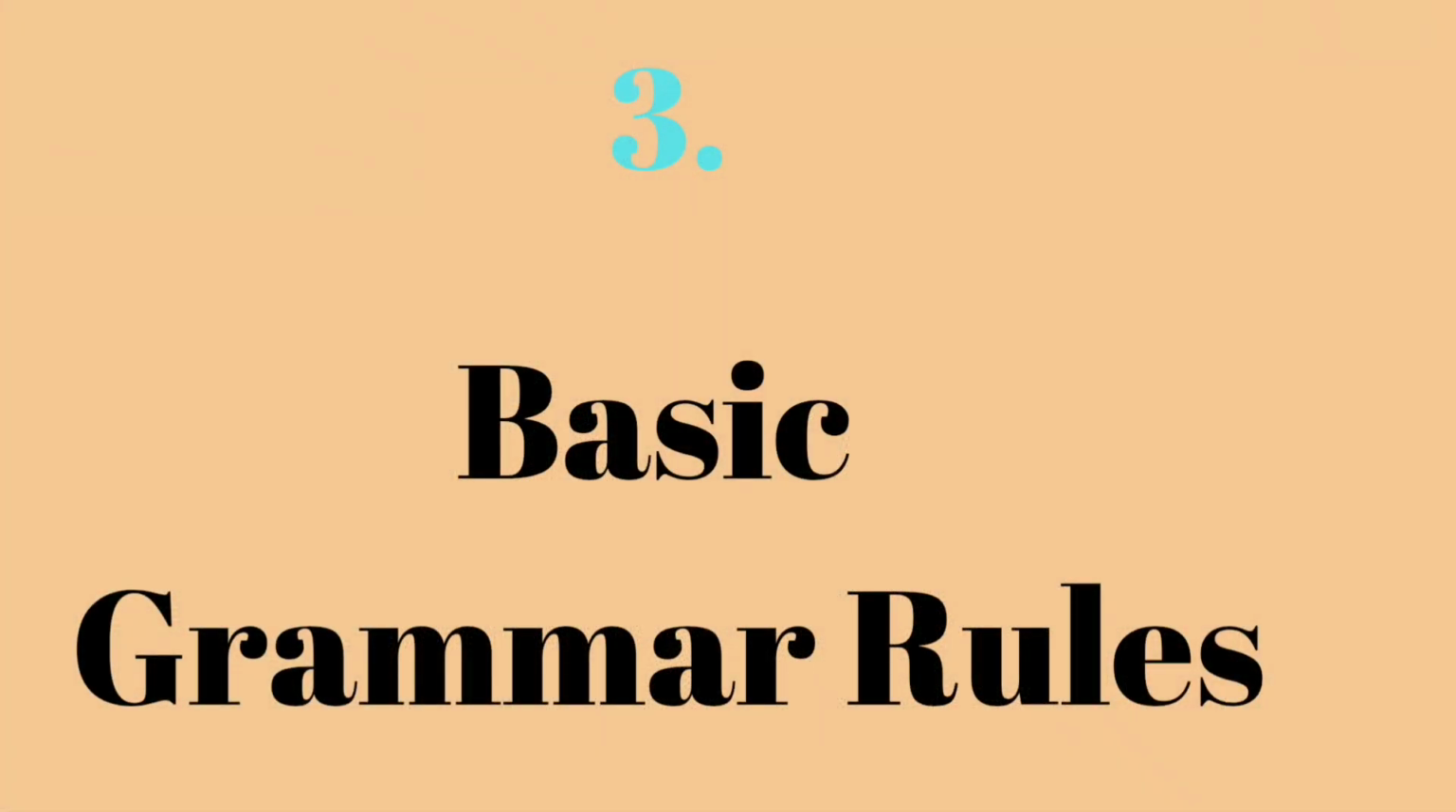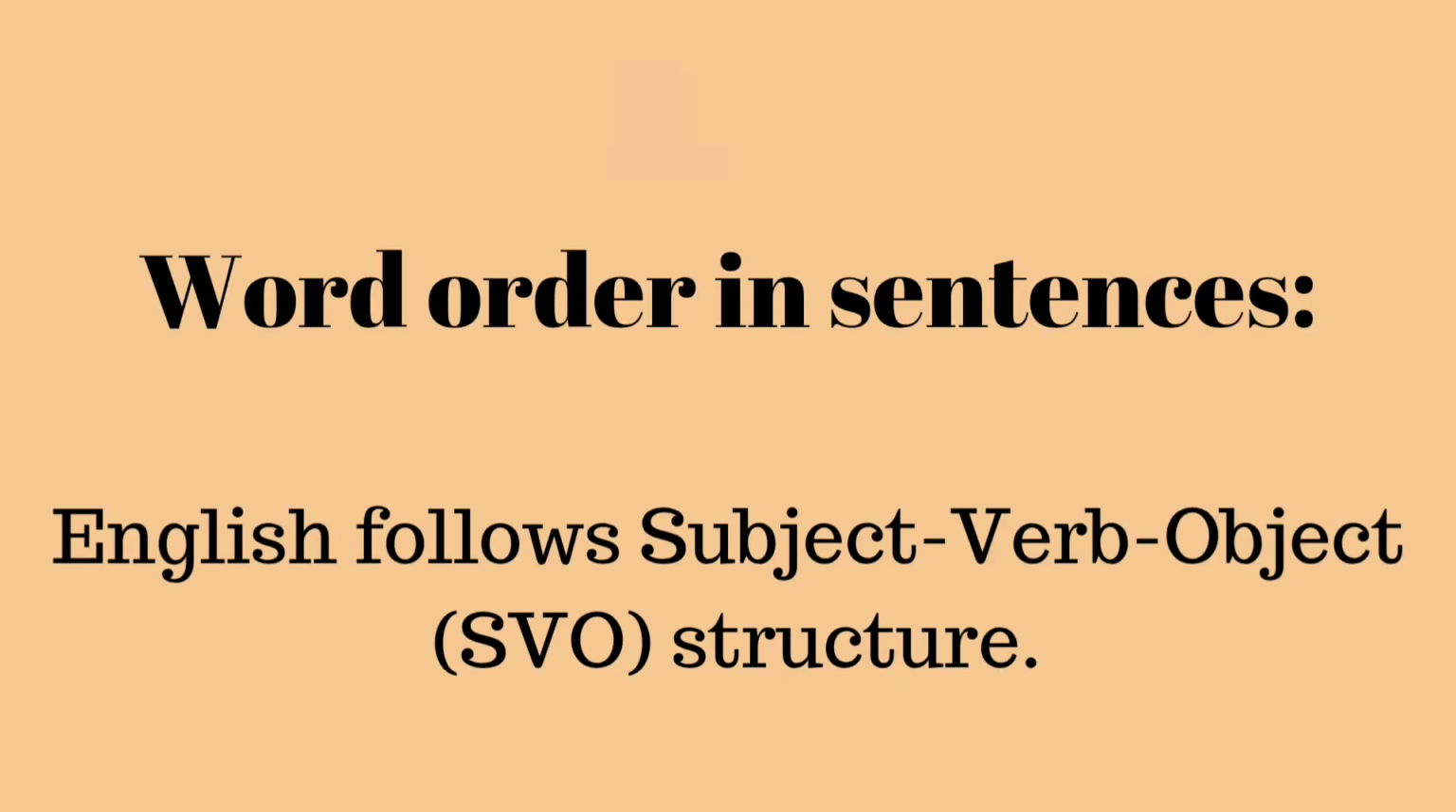Third on the list is basic grammar rules. When it comes to forming sentences, English follows the structure of subject, verb, and object. And that is what we often refer to as subject verb agreement. It basically means that when we structure the sentence, it should make sense.